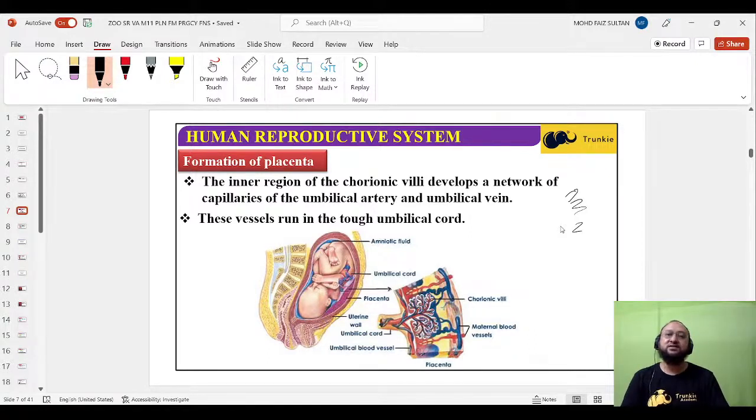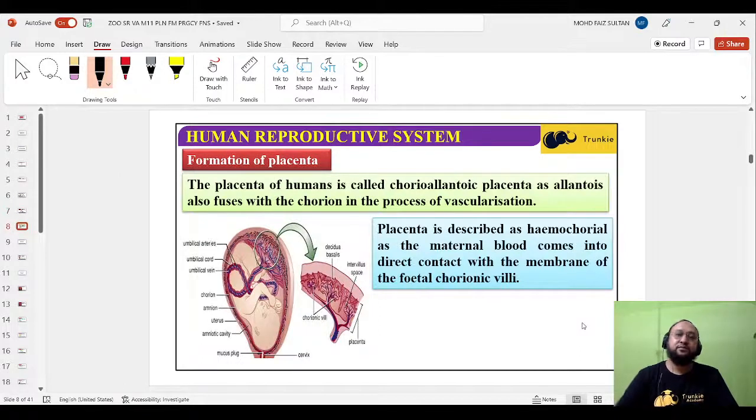These vessels run in the tough umbilical cord. So there is a cord-like structure in which these blood vessels run. Whatever respiration or gaseous exchange takes place, or the nutrients, they pass through these blood vessels within the umbilical cord.